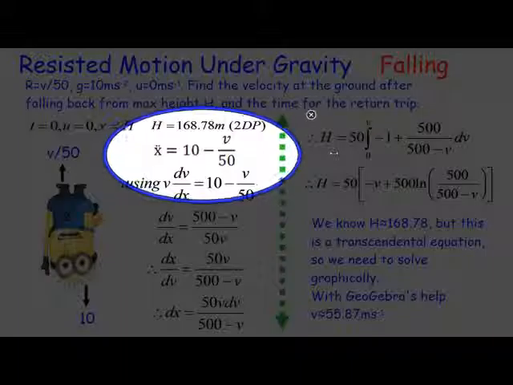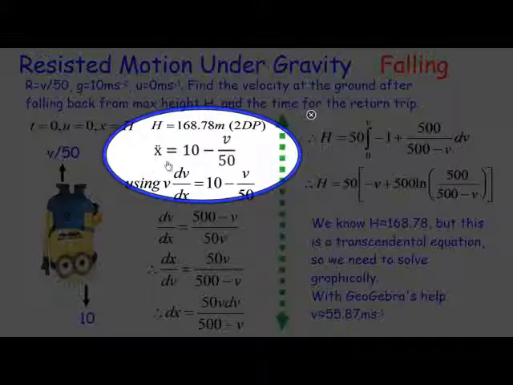So what's happening now? Well, our minion has gone up to his maximum height, taking about 5.67 seconds to get up there, 168.78 meters. So let's set the equation up again.